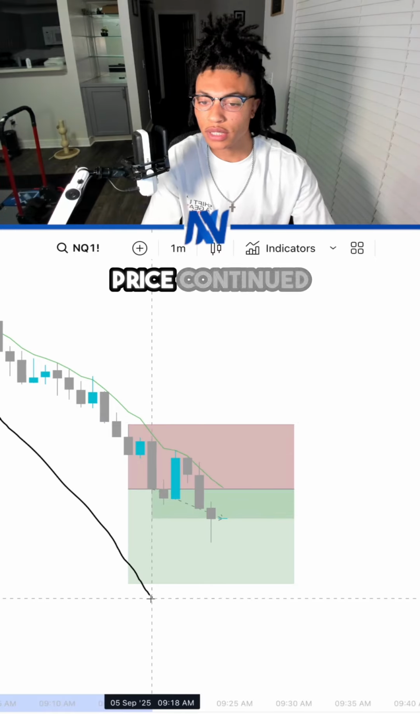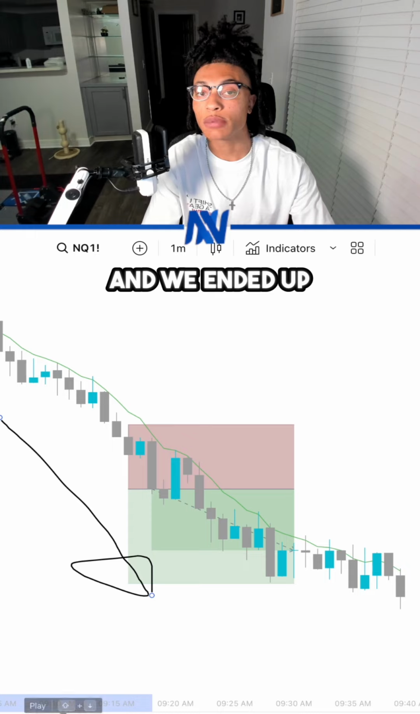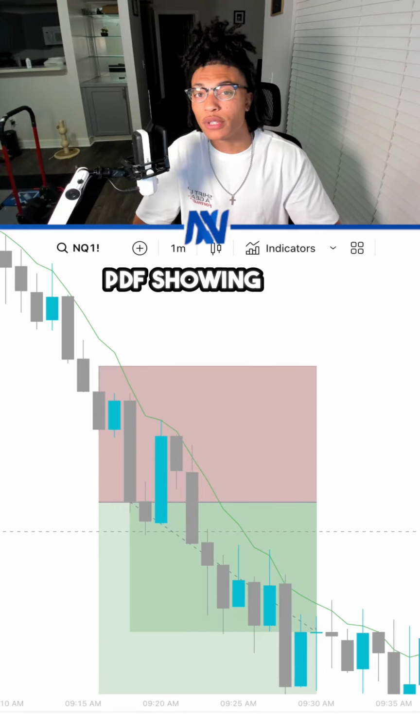And as we can see, price continued in a downward direction and continued to respect this 8 EMA, and we ended up taking profits.